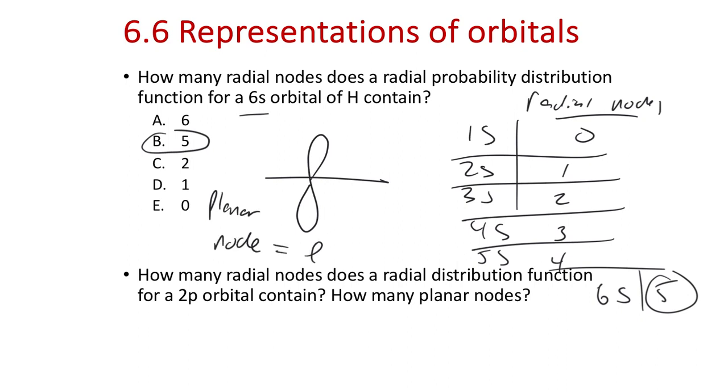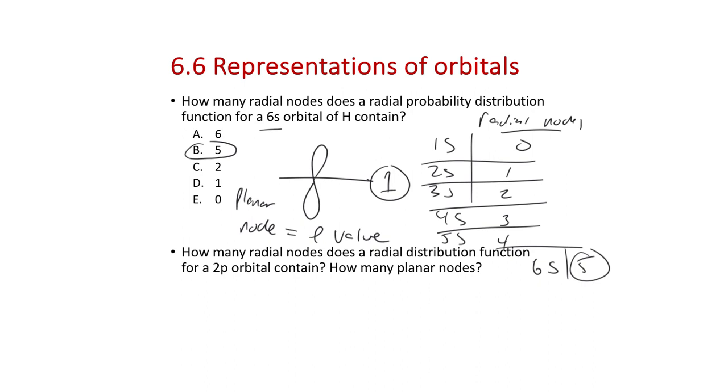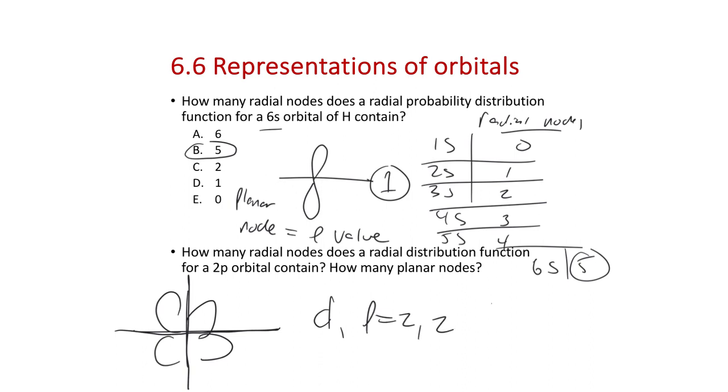And this is just going to be equal to the L value. So if you have a p orbital, it's going to have one planar node. And if you have a d orbital, if we picture a d orbital here, you have one planar node here and another planar node here. So a d orbital has an L of 2, and it has 2 planar nodes.